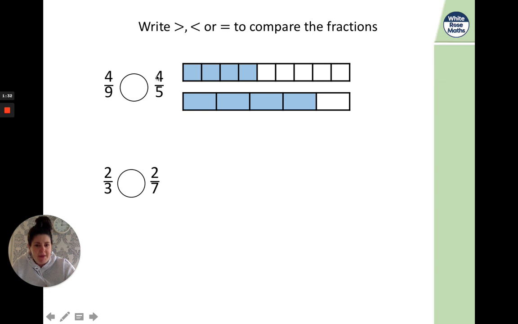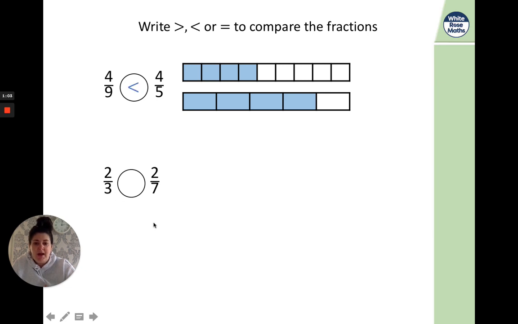So using my method then, have a think about this one. How would you compare these using my method with the bars? So if you think about what 2/3 is going to look like, think about thirds. So there's going to be 3 pieces within your bar. This one's going to have 7 pieces in the bar. So this one's going to have smaller pieces, isn't it? There's going to be more of them and they're going to be smaller to fit them in. Whereas these, there's only 3 of them. They can be quite big.